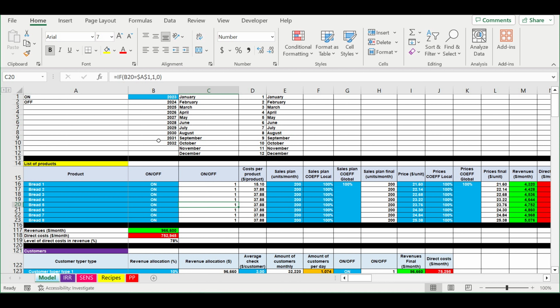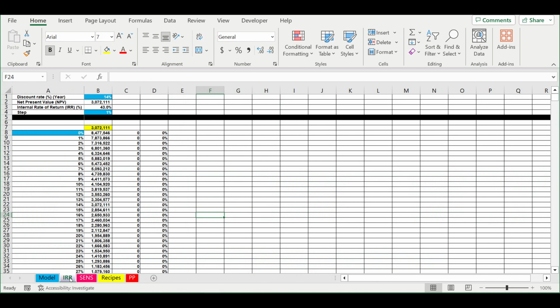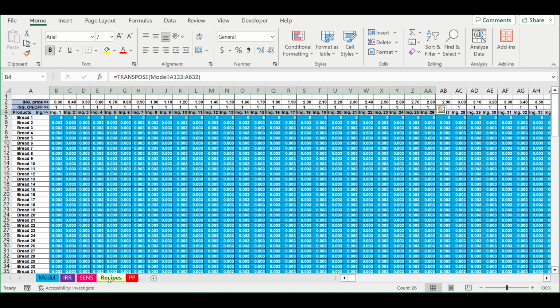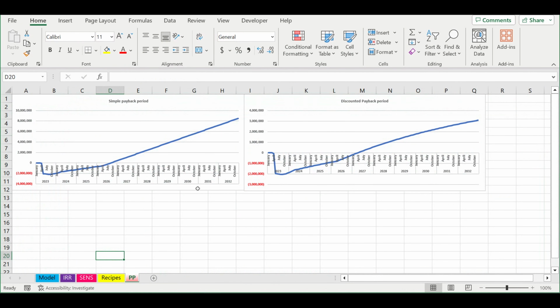Our model consists of 5 tabs. Model itself, with cash inflows and outflows, internal rate of return calculations, sensitivity analysis block, recipes, and finally, simple and discounted payback period diagrams tab.